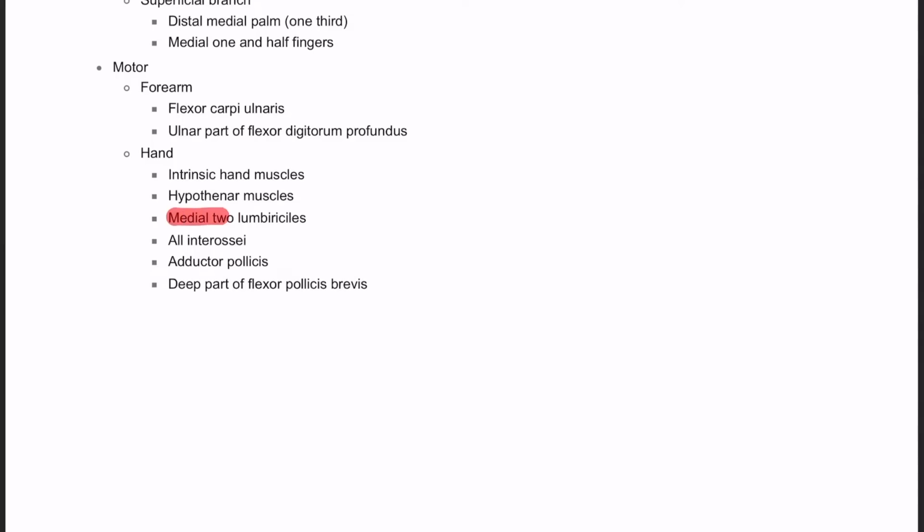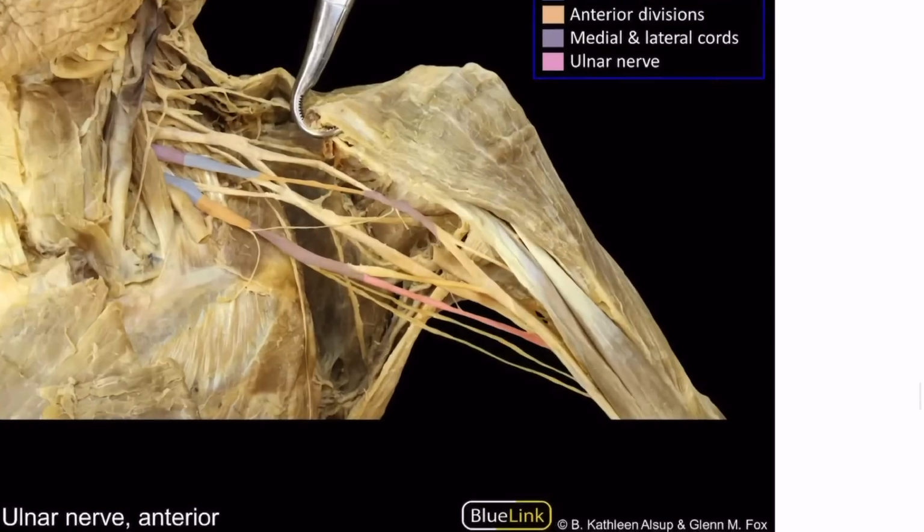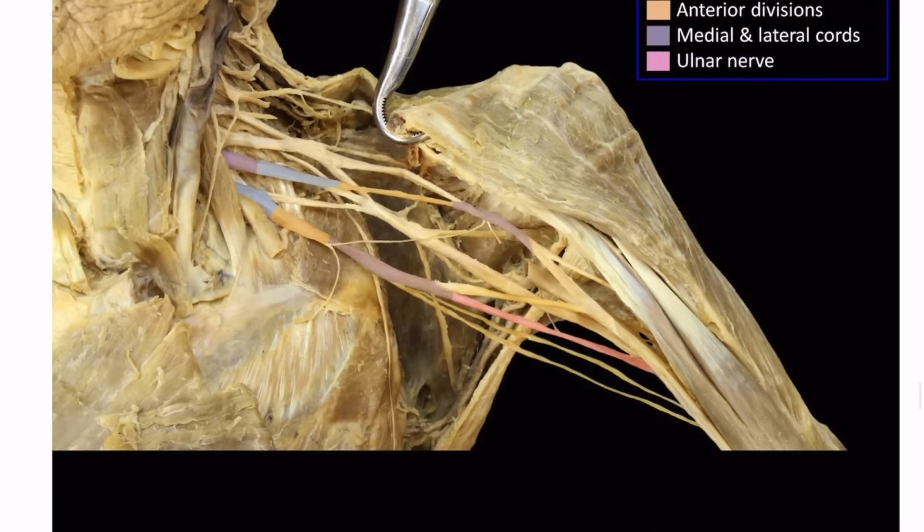It will give the medial two lumbricals, and we know that the lateral two lumbricals are part of the median nerve, and all the interossei muscles, and the adductor pollicis, and the deep part of the flexor pollicis brevis. So on this side, you can see the median nerve. Again, these are the roots, and then you have the trunks, and then the divisions, and then the cords. This is the lateral cord, and this is the medial cord. This is the median nerve here.